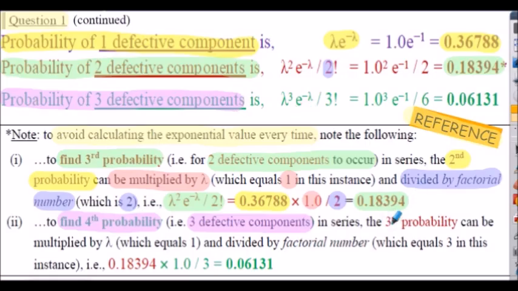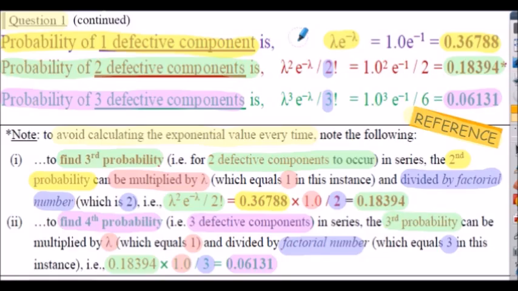This time we use the third probability, again multiply it by lambda, which equals 1, and divide by the factorial number, which equals 3. Here's the 3 in the fourth term. So inserting the values, that's the probability of the third term, multiplied by lambda, divided by the factorial number. Note the factorial number is 3, but the actual factorial has a value of 6. And that evaluates to the same number we calculated previously when we evaluated the exponential.